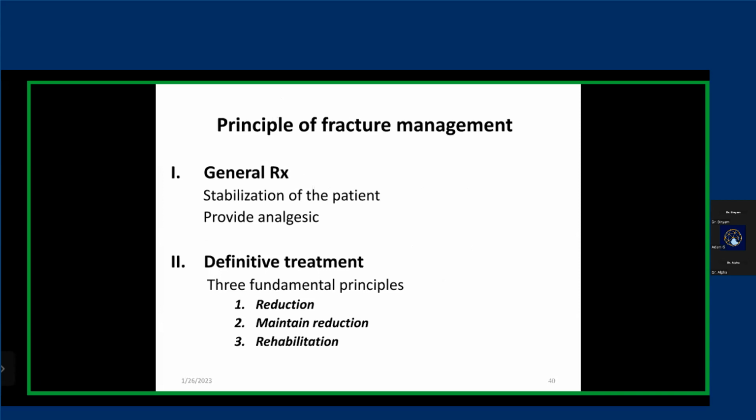So the principles of fracture management are generally the same for adults and children. We need to stabilize the patient. We need to give proper analgesics, and then follow these 3 fundamental fracture management rules: reduction, maintaining the reduction, and then rehabilitation. What reduction and maintaining reduction look like depends on the fracture type, and also on the age of the patient.